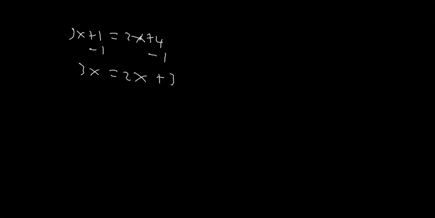And then we want all our terms with variables on one side, so we subtract 2x from both sides, and then we get x is equal to 3. So you can start off with constants or terms with variables, whichever side you want. It doesn't matter, as long as you're subtracting the same number or variable on each side, and as long as all the constants are on one side and all the terms with variables are on one side.